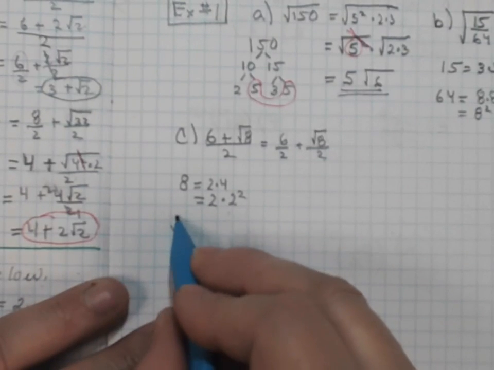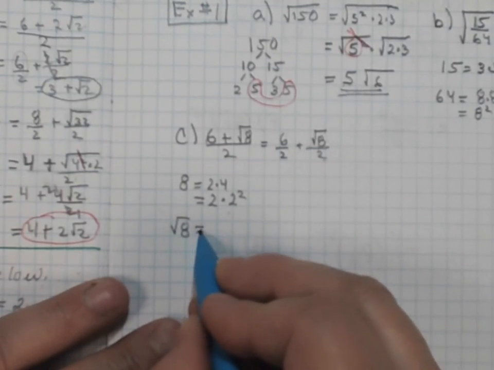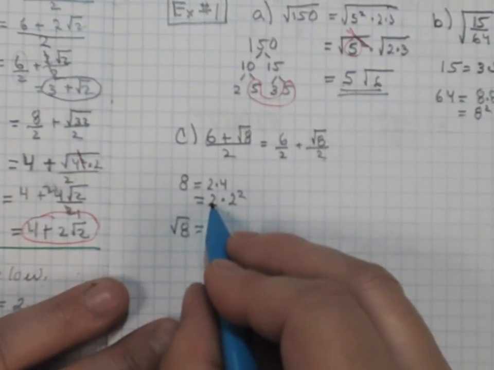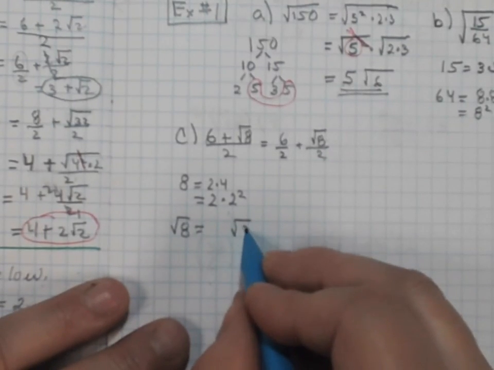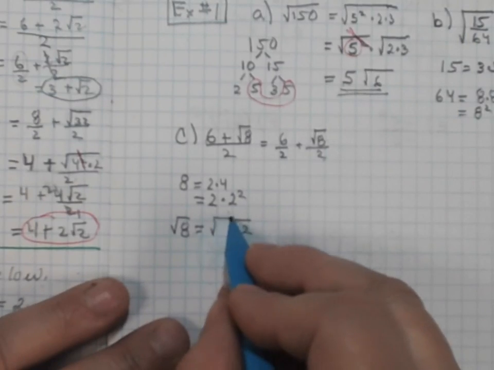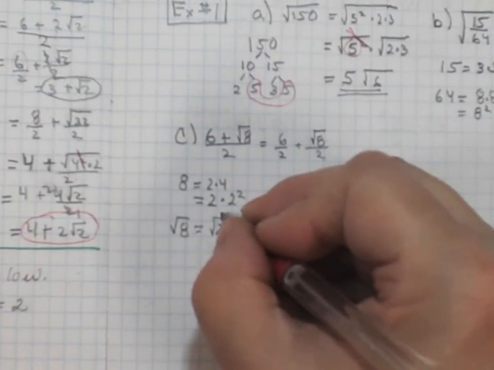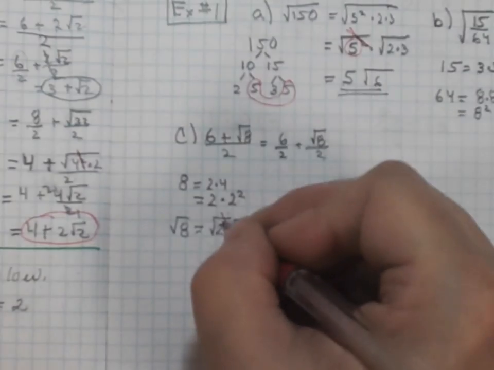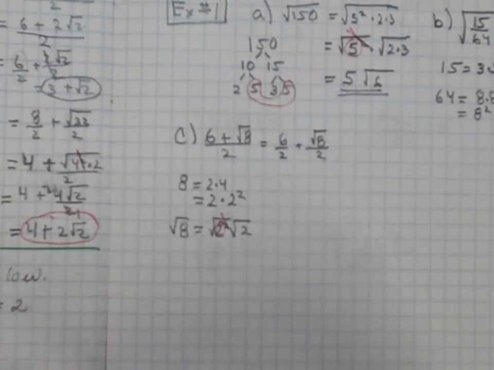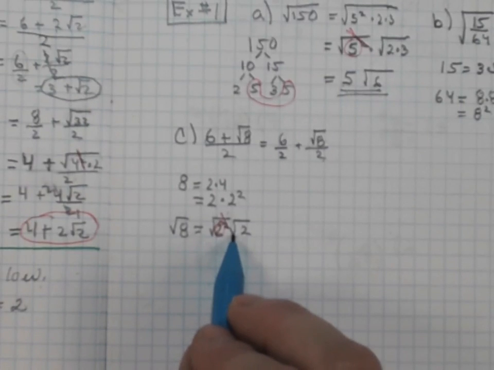And so when I take square root of 8, that's equal to, this number doesn't have a perfect square, so it stays inside the radical. This one I'll be able to simplify, crossing out the radical and the 2, leaving the 2 that's inside. That's all that's left, so I'm left with 2 times the square root of 2.